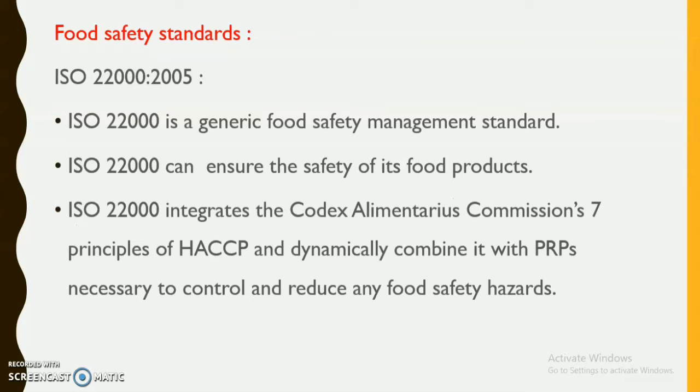Then food safety standards. It is a generic food safety management standard, that is ISO. ISO can ensure the safety of its food products. It is integrated with the Codex Alimentarius Commission, then the 7 principles of HACCP, and dynamically combined with PRPs, and it is necessary to control and reduce any food safety hazards.